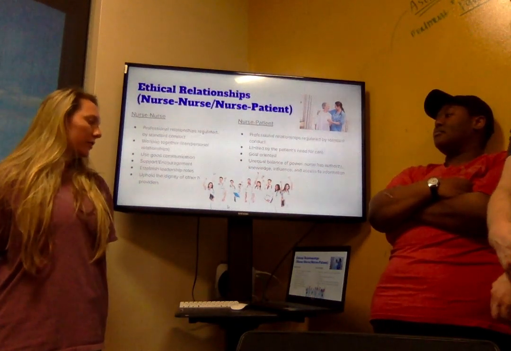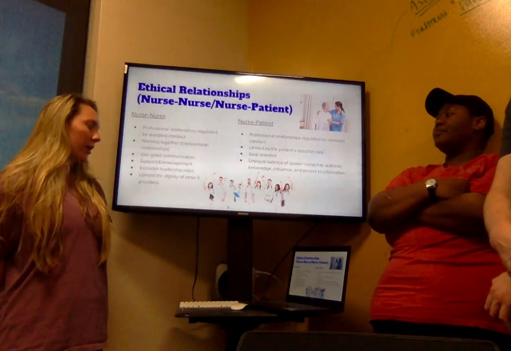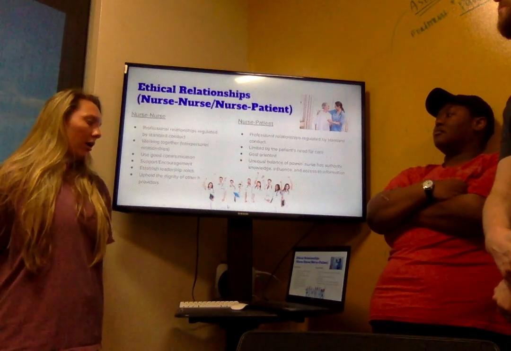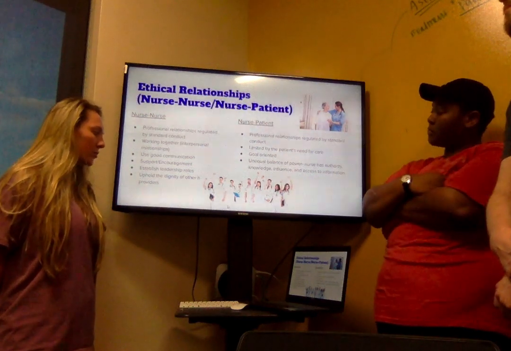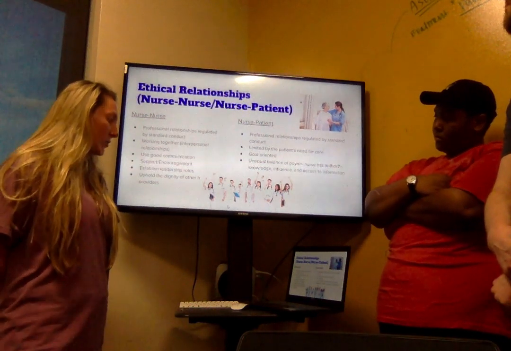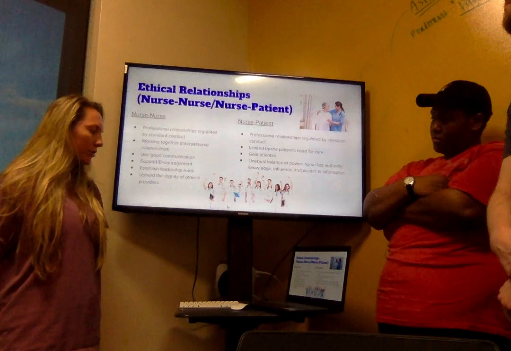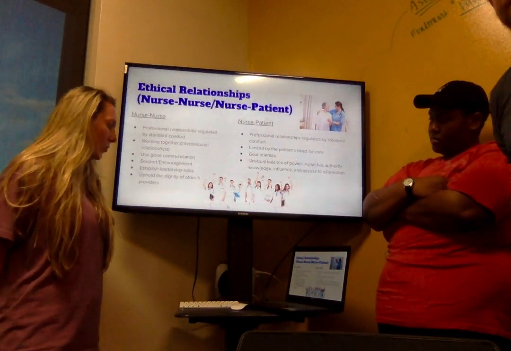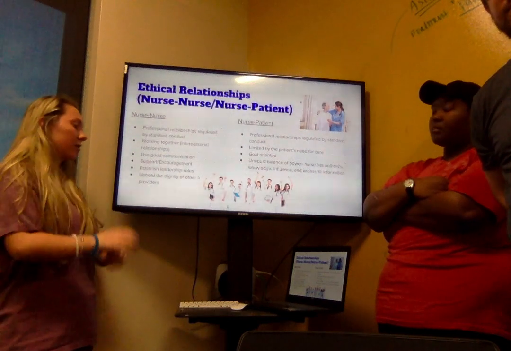Okay, so ethical relationships between nurses and nurses to patients. An ethical relationship between a nurse and another nurse would be professional relationships regulated by standard conduct, working together using good interpersonal relationship skills, using good communication, supporting and encouraging one another, establishing leadership roles in the team, and upholding the dignity of other healthcare providers.